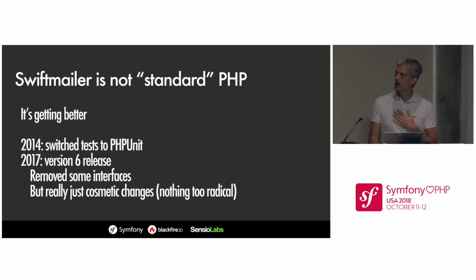It's getting better. We switched to PHPUnit a few years back. And with version 6 released last year, I tried to refactor some code. So I removed some interfaces. We had a bunch of useless interfaces in the code. Some cosmetic changes, for instance. There were a bunch of new instance methods everywhere. It's not needed anymore. In PHP 7, you can say new something, parentheses, and then call some method. So it's not needed anymore. But it's really just small changes, I would say.